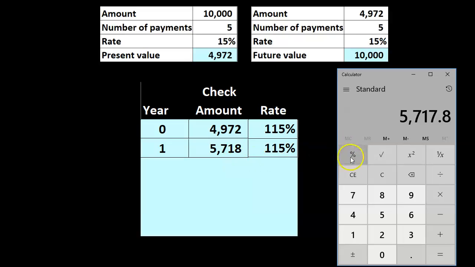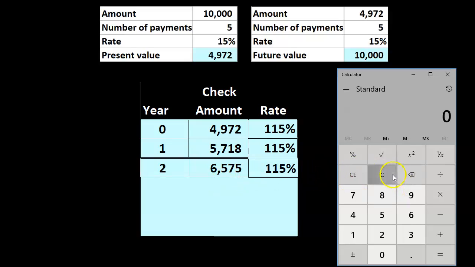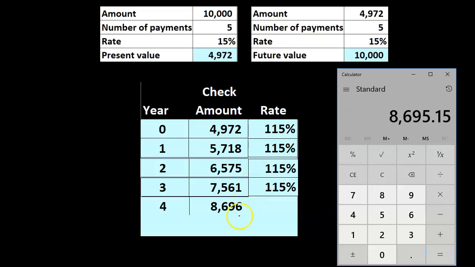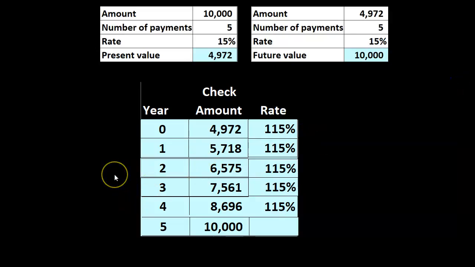If we take that number times another 115%, so 5,718 times 1.15, then we're going to get, in year 2, 6,575. So if we take that 6,575 times 1.15 for year 3, we get the 7,561. So if we take that 7,561 times 1.15, we're going to get the 8,696. And if we take this, of course we're rounding here, 8,696 times 1.15, we're going to get the 10,000. Of course, it's rounded.